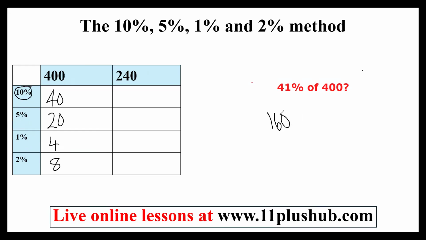So that's 40%. And 1%, well, it's already written down for us, is 4. So 160 plus 4. So 41% must be 164. So just by finding 10%, 5%, 1%, and 2% of 400, it's allowed me to find any percentage of 400. Okay? So it's completely up to you.